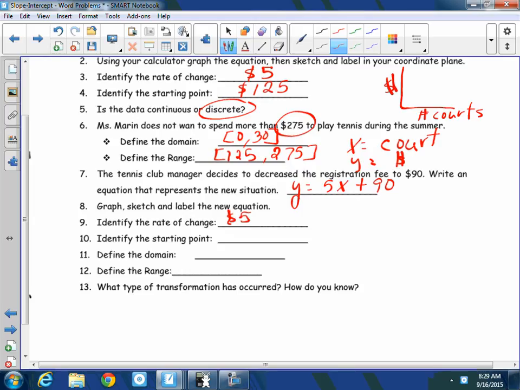1. Identify the starting point. 90. Very good. All right, let's do the domain. Remember, I still do not want to spend more than how much? 275.